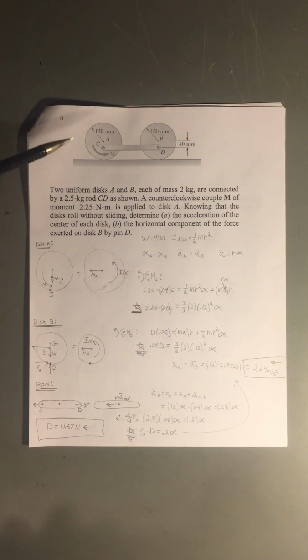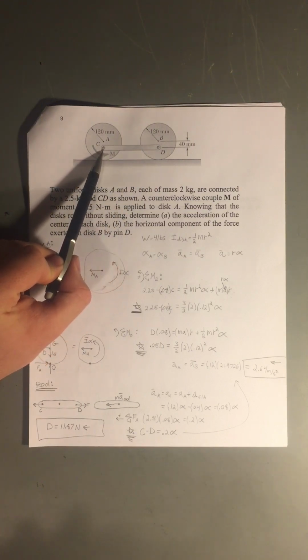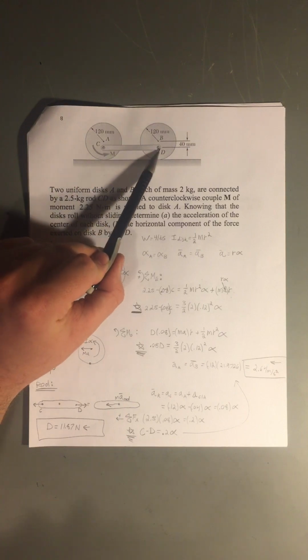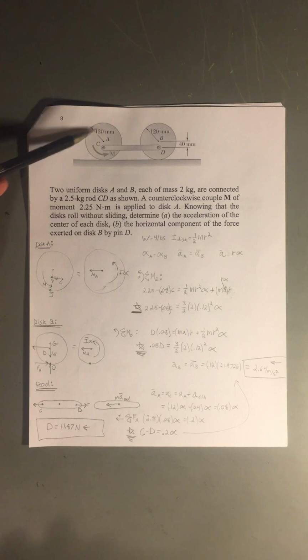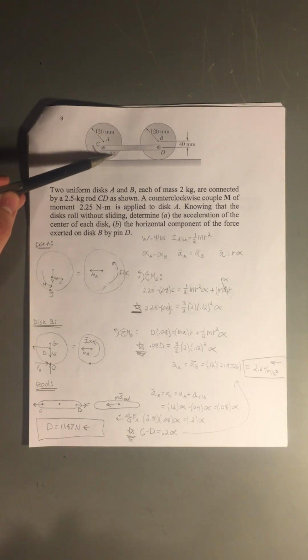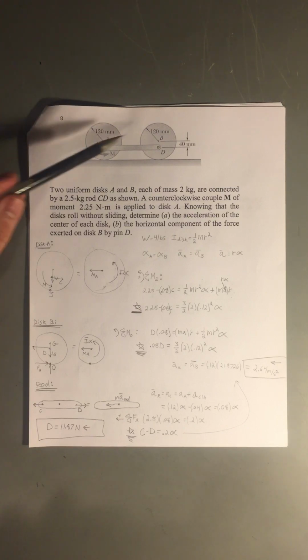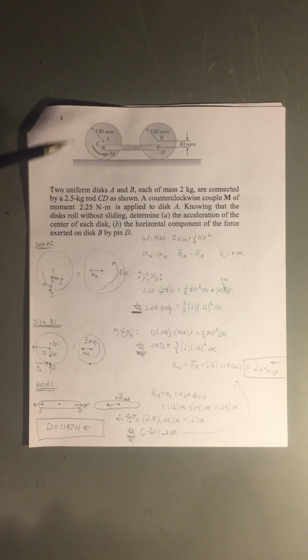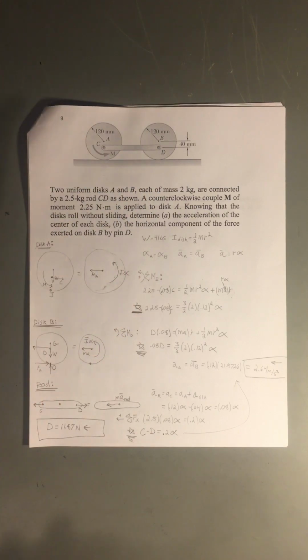And we also know that they are connected by this rod at a pin at A, at C, and a pin at D. We're also told that there's a moment on disc A here, which is shown here. That is 2.25 Newton meters. And the first thing that this question wants us to find is the acceleration of the center of each disc. And then it wants us to find the force component at this pin D right there.